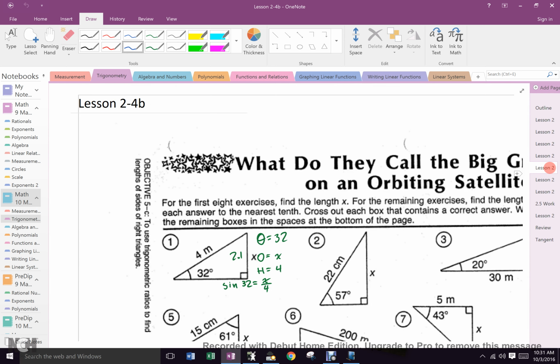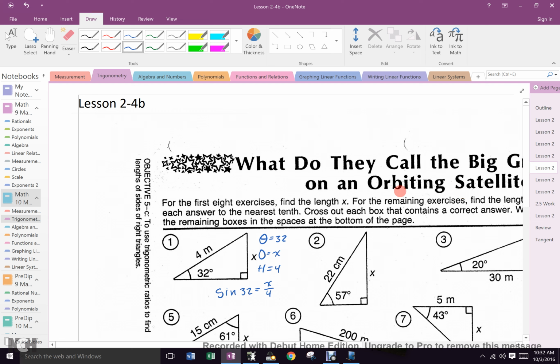Your second sheet requires you to do math. Number 1, you have a theta of 32. You have an opposite of x. You have a hypotenuse of 4. So you've got to figure out what x is by doing sine 32 equals opposite over hypotenuse. 4 times sine 32 will get you x. Okay?